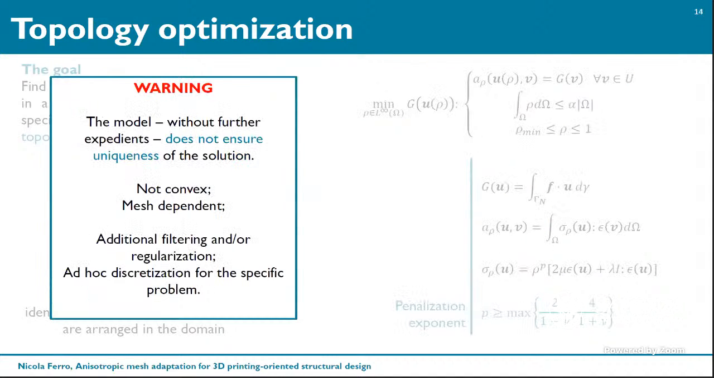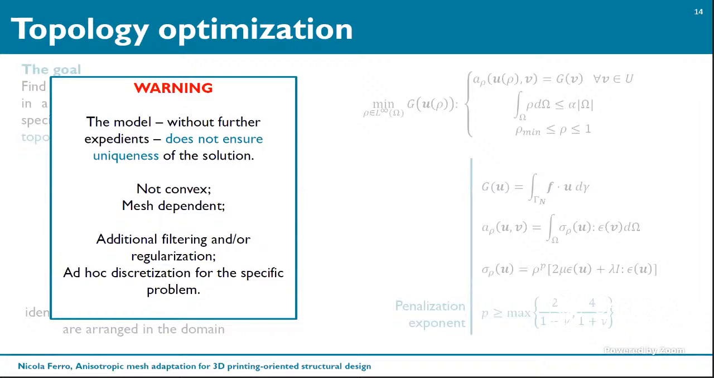which is known to suffer from some issues. In particular, we do not have uniqueness of the solution a priori, because we cannot prove the convexity of the problem. Also, the problem is mesh dependent, so we have to choose a proper discretization, and if we change it, we can expect different results in our numerical simulation.